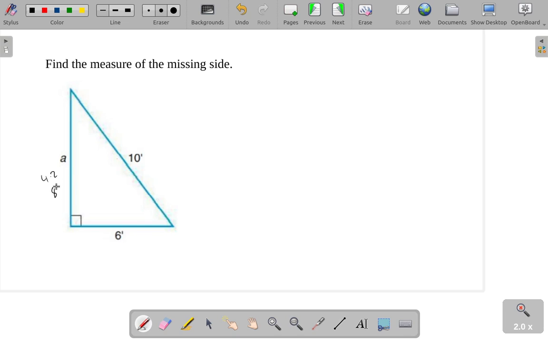But of course, if you don't happen to see that, you could use the Pythagorean theorem. You could say this squared plus that squared is equal to that squared. a squared plus 6 squared equals 10 squared. So a squared plus 36 equals 100. Subtract 36 from both sides, we get a squared equals 64. And that means that a must be 8, because I took the square root of 64. So that distance would have to be 8.